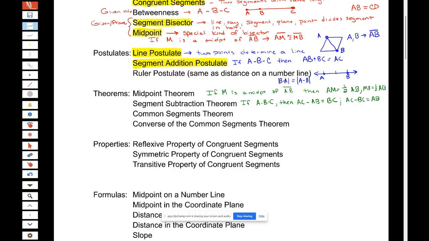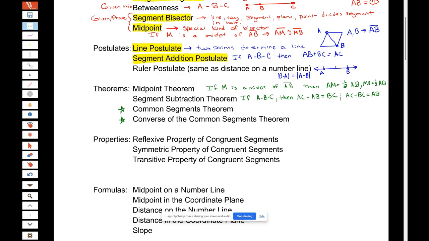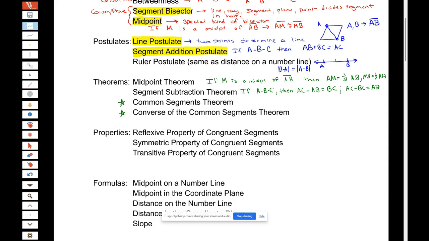That is super easy to prove because you just take the segment addition postulate and subtract something on each side. All right, the next one is the common segments theorem and the converse of the common segments theorem. These are theorems that a lot of geometry classes don't go over, but we will use them occasionally. If you don't remember them, don't worry, because it's easy to get them confused, and I will usually remind you of them if we're going to use them.